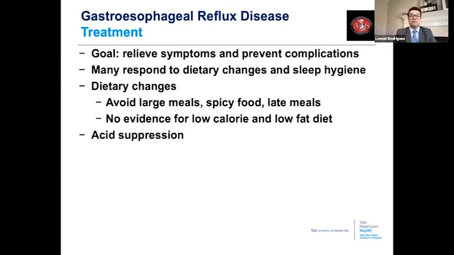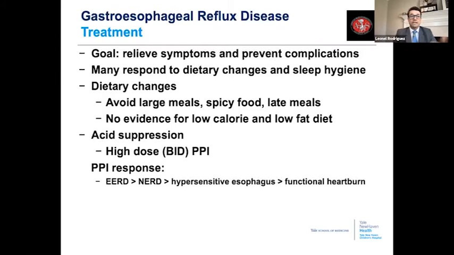The next step is acid suppression, especially high dose PPI at this point, which includes BID dosing. The PPI response varies among all different conditions, with the highest response in those with erosive esophagitis, and the ones responding the least are those with functional heartburn. There is no evidence for prokinetic use in gastroesophageal reflux typical symptoms in children. I think the message is, if you need to use a prokinetic, you're not treating GERD, you're probably treating regurgitation from other causes.